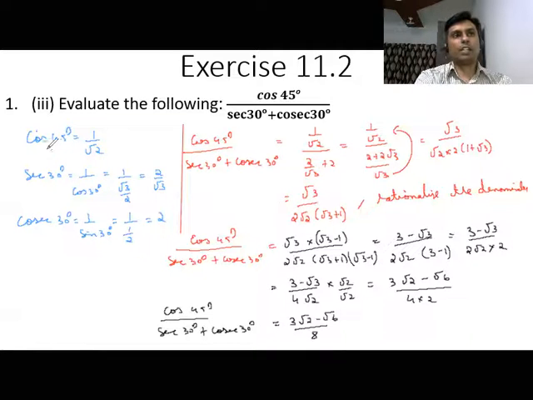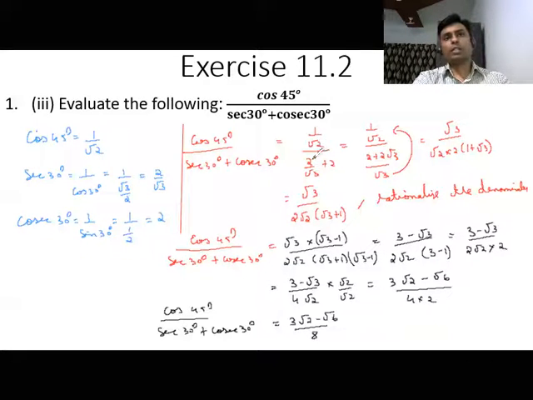So first write down the values. Cos 45 is 1 by root 2. Secant 30 is 2 by root 3. Inverse of cos 30. Cos 30 is root 3 by 2. Inverse is 2 by root 3. Cosecant 30 degrees is 2. Inverse of sin 30. Sin 30 is half. Cosecant 30 will be 2.